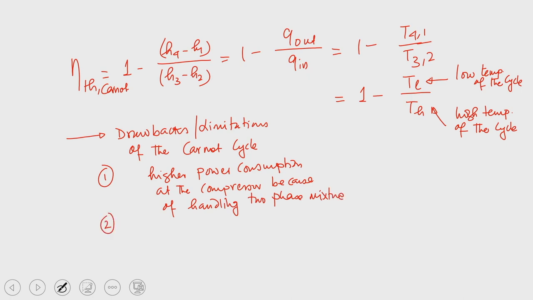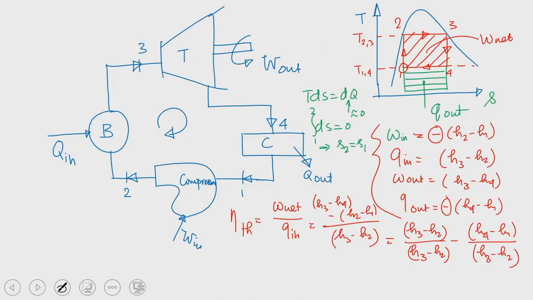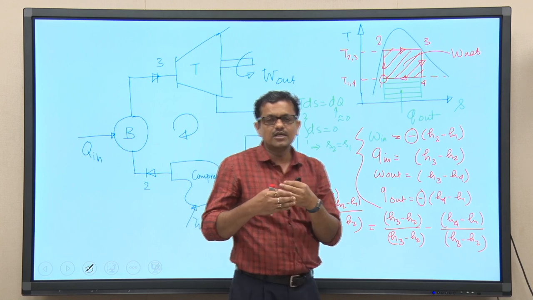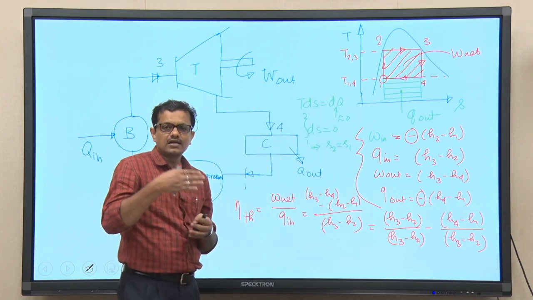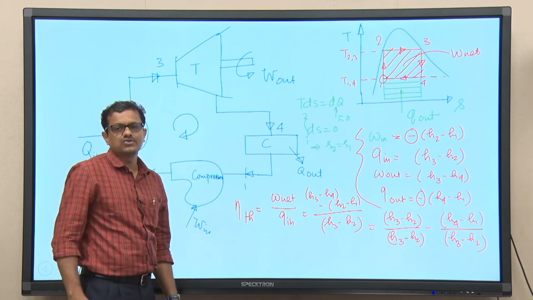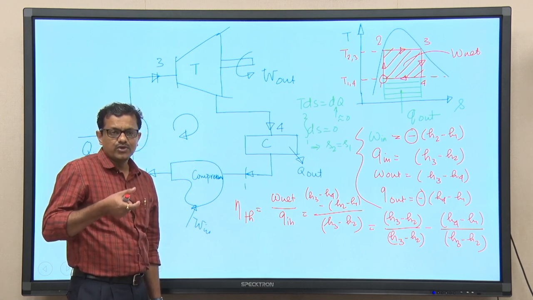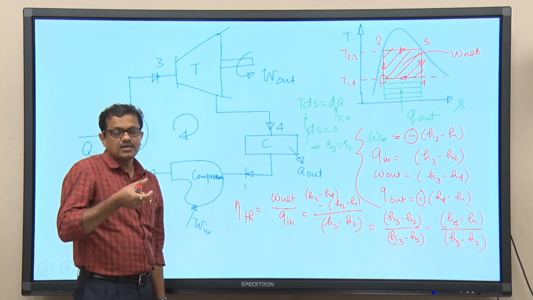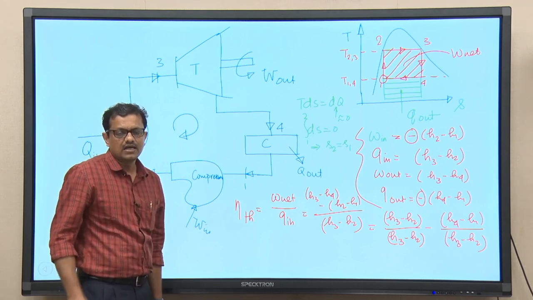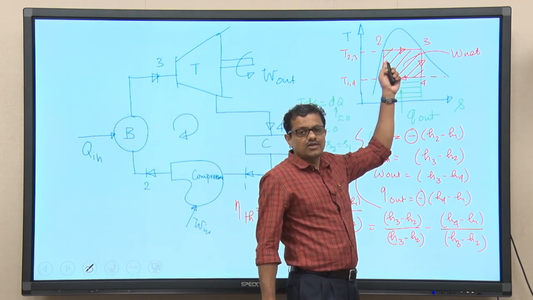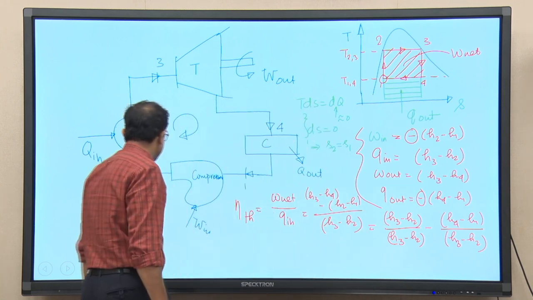Number 2, so this is number 1 drawback. Number 2 is, see, it is very difficult to design a compressor which will start from this two phase mixture and the process will end at state point 2. So, basically starting with two phase mixture and terminating this process at the saturated liquid line is not so easy. So, design of a compressor which will take two phase mixture as the intake fluid and eventually at the exit of the compressor will be getting saturated liquid. So, design of compressor is also another issue.